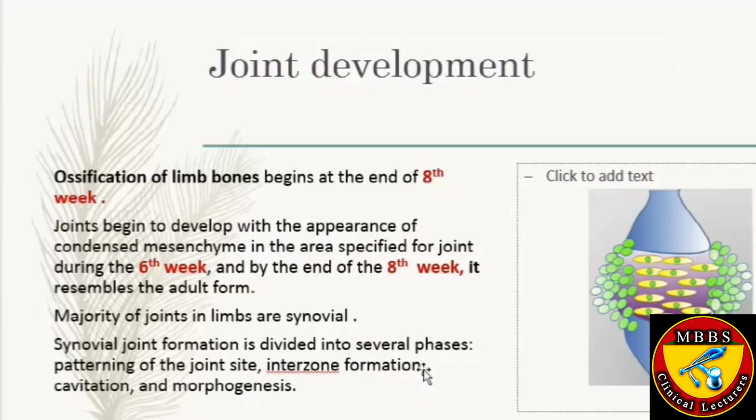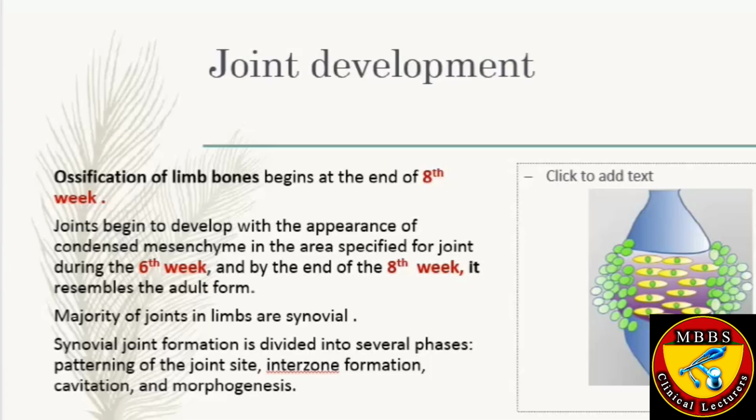Now, the joint development. Ossification of the limb bones starts at around 8th week, and the joint starts to form by mesenchymal tissue during the 6th week, and it is at the 8th week that they resemble the adult form. Majority of the joints in the limb are synovial in nature.